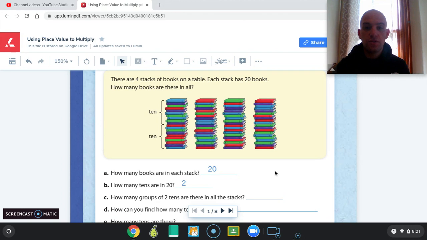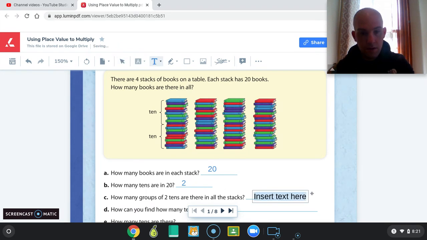How many groups of 2 tens are there in all the stacks? So a group of 2 tens is one stack. So in all the stacks, how many groups of 2 tens are there? So we have one group of 2 tens here, 2, 3, 4. So we have 4 groups of 2 tens in all the stacks.